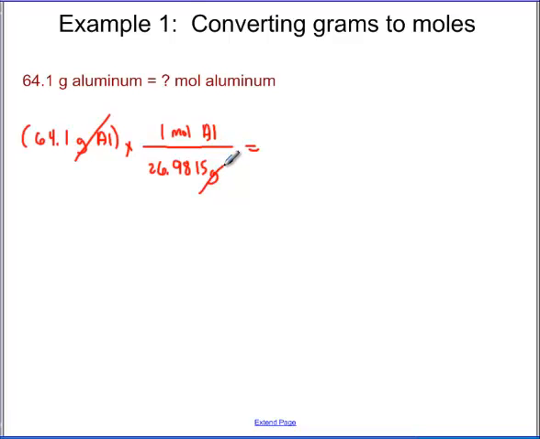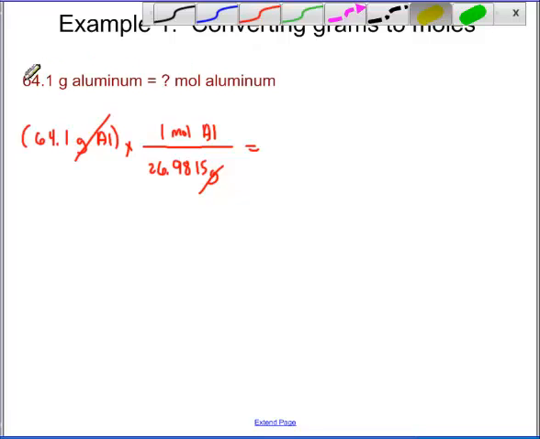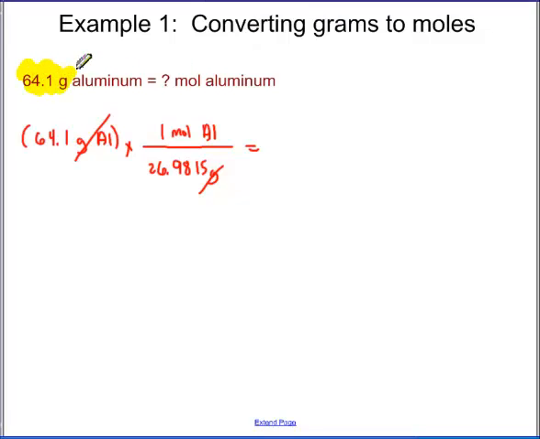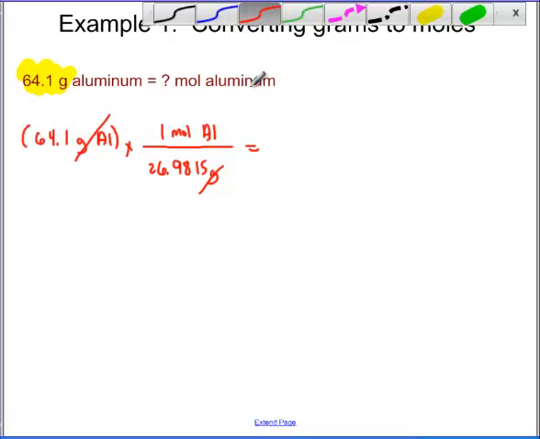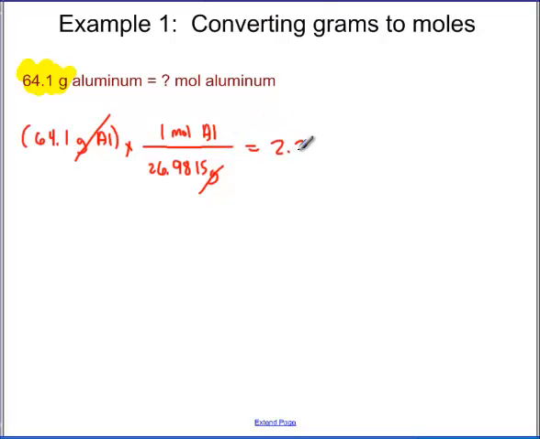And when I pick up my calculator and type in my answer, I need to round to 3 significant figures. Remember, my significant figures are based on my given piece of information and not the information that is in the conversion factor. So when I type this into my calculator and round to the proper number of sig figs, I get 2.38 moles of aluminum. And that's how you convert grams to moles, by using the molar mass.